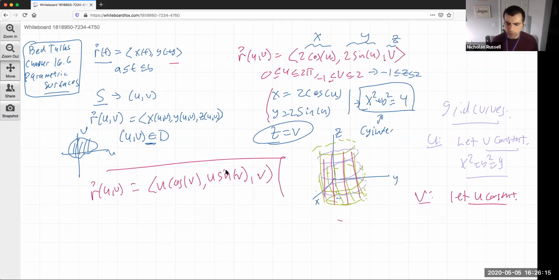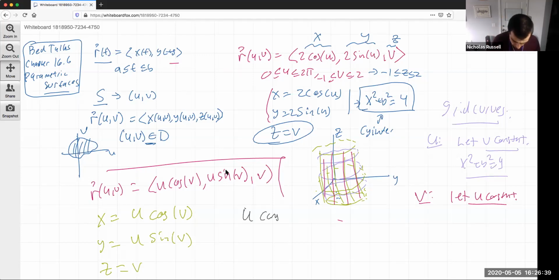But what am I going to have to do? Well, I have x equal to u cosine of v, y equal to u sine of v, and z equal to v itself. Now, let's take u to be a constant. Okay, I'm going to think about my grid curves here. What would my grid curves be? And we're going to try to combine them into one.